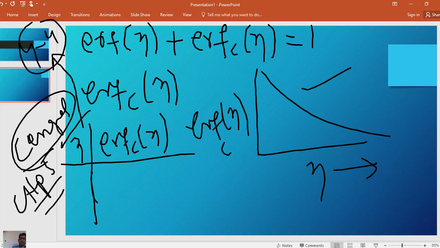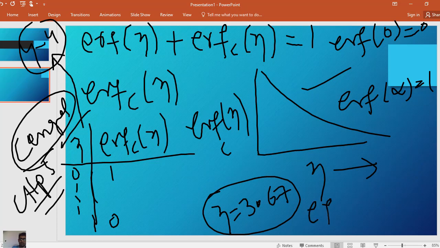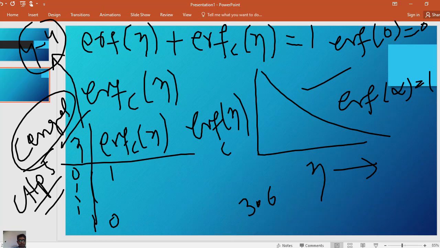So if the error function of 0 is 0, then the complementary error function of 0 will be 1. If the error function of infinity or a high number is 1, then the complementary error function of a high number will be 0. So in the book, for a similarity variable of 3.67, the complementary error function of 3.67 will be equal to 0. It is given in the book as 0.00. So this is present in the book of Cengel, in chapter number 5, table 4.4. So you should write the value from the book.